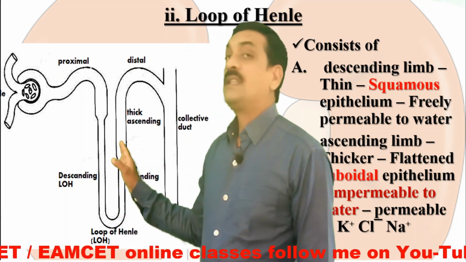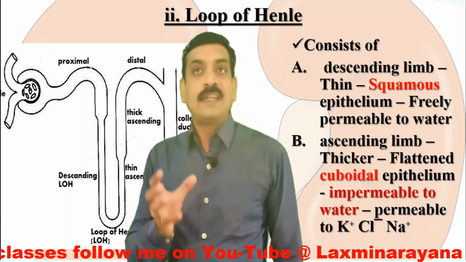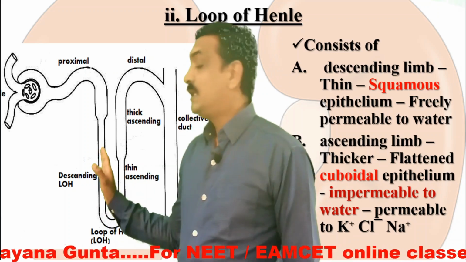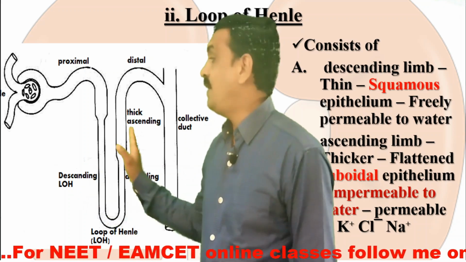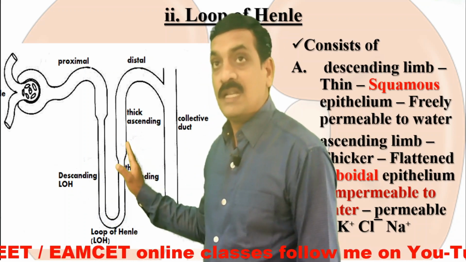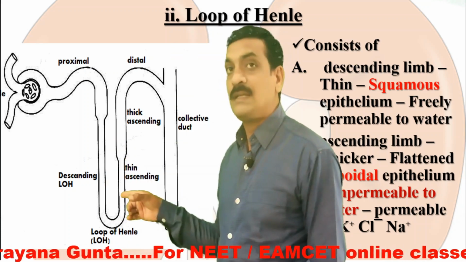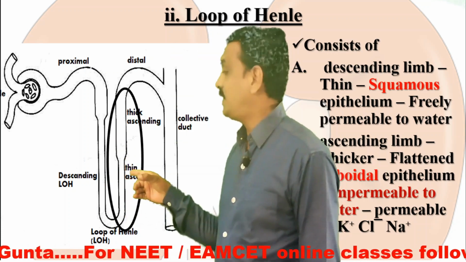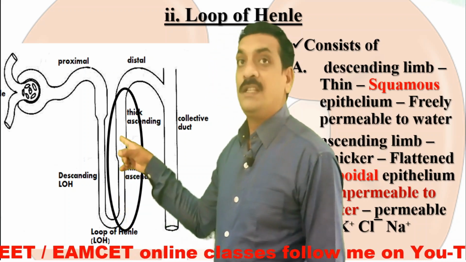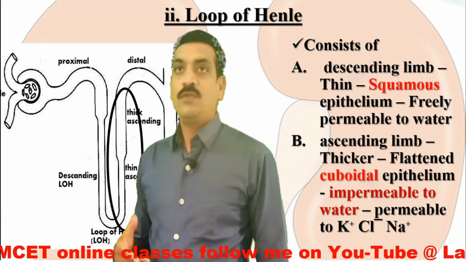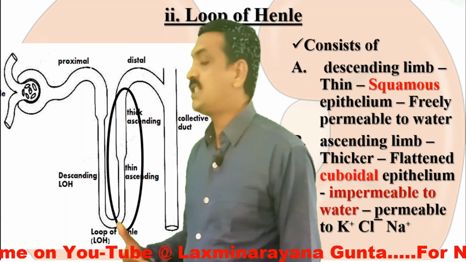The walls of this ascending limb are made up of flattened cuboidal epithelial cells. This descending limb is freely permeable to water, whereas the ascending limb is impermeable to water. And this ascending limb is further divided into thin ascending limb and thick ascending limb. We will discuss the role of these limbs in our next segment.